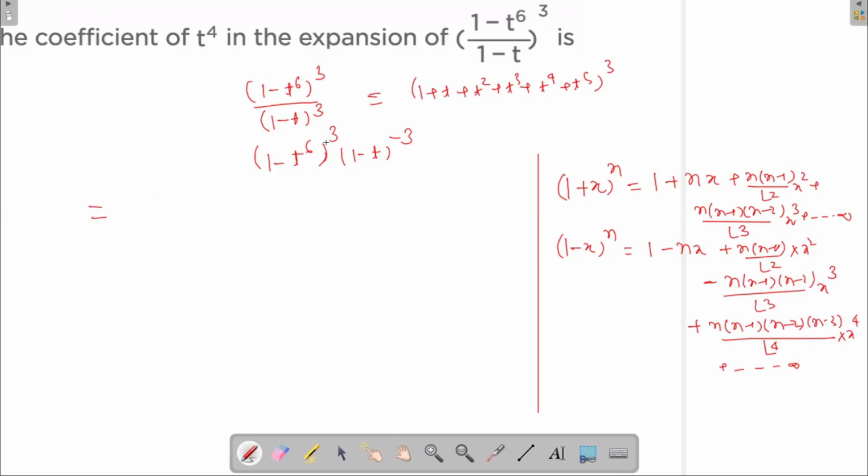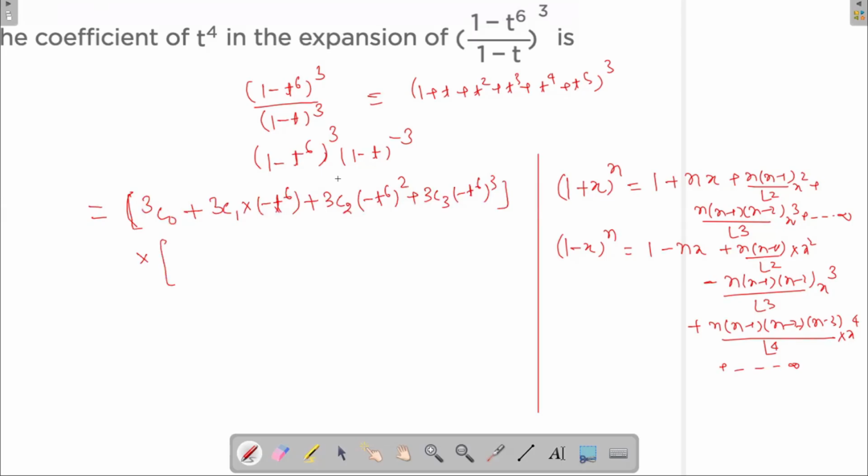So we'll just write this down. This is (1 minus t raised to the power 6) raised to the power 3. So this will be 3C0, and then the next one will be plus 3C1 into (minus t raised to the power 6), plus 3C2 (minus t raised to the power 6) whole squared, and then plus 3C3 (minus t raised to the power 6) whole cube. So this is your first expression.